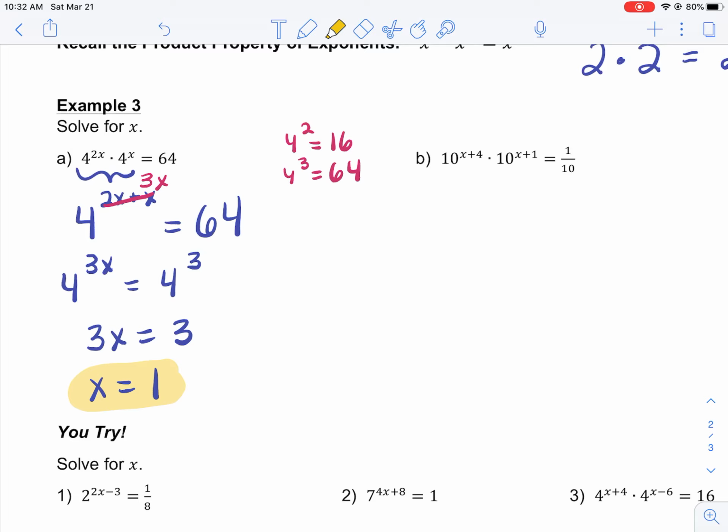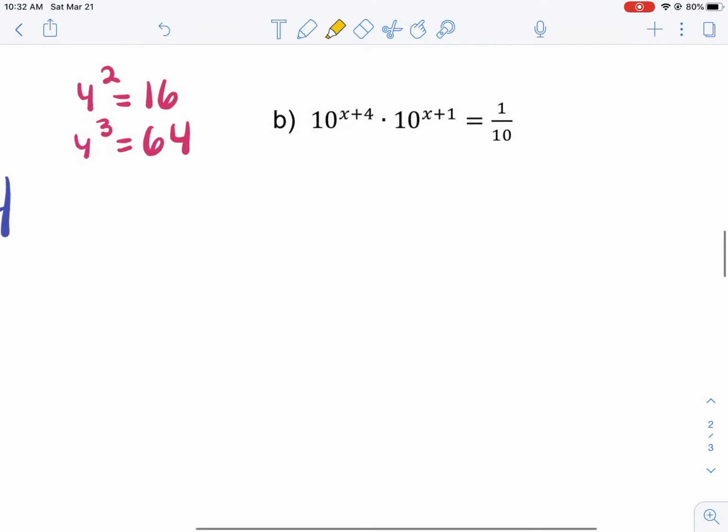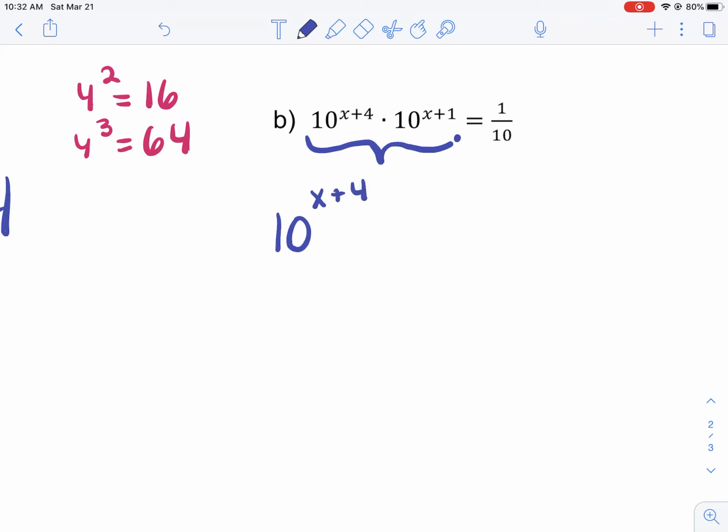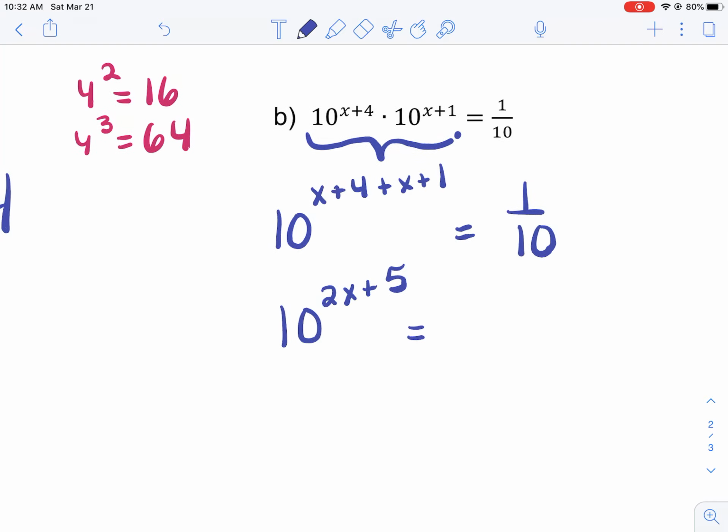Okay, let's do one more together. In the next example, you've got to start by combining the left side into one exponential expression. So keep the base 10 the same, and then we're going to add x plus 4 plus x plus 1. We're not multiplying, we're adding. And then that's going to equal 1/10. So we have 10 to the x plus x is 2x, and then 4 plus 1 is 5, so 2x plus 5. And then we have to figure out how can we write 1/10 with a base of 10.